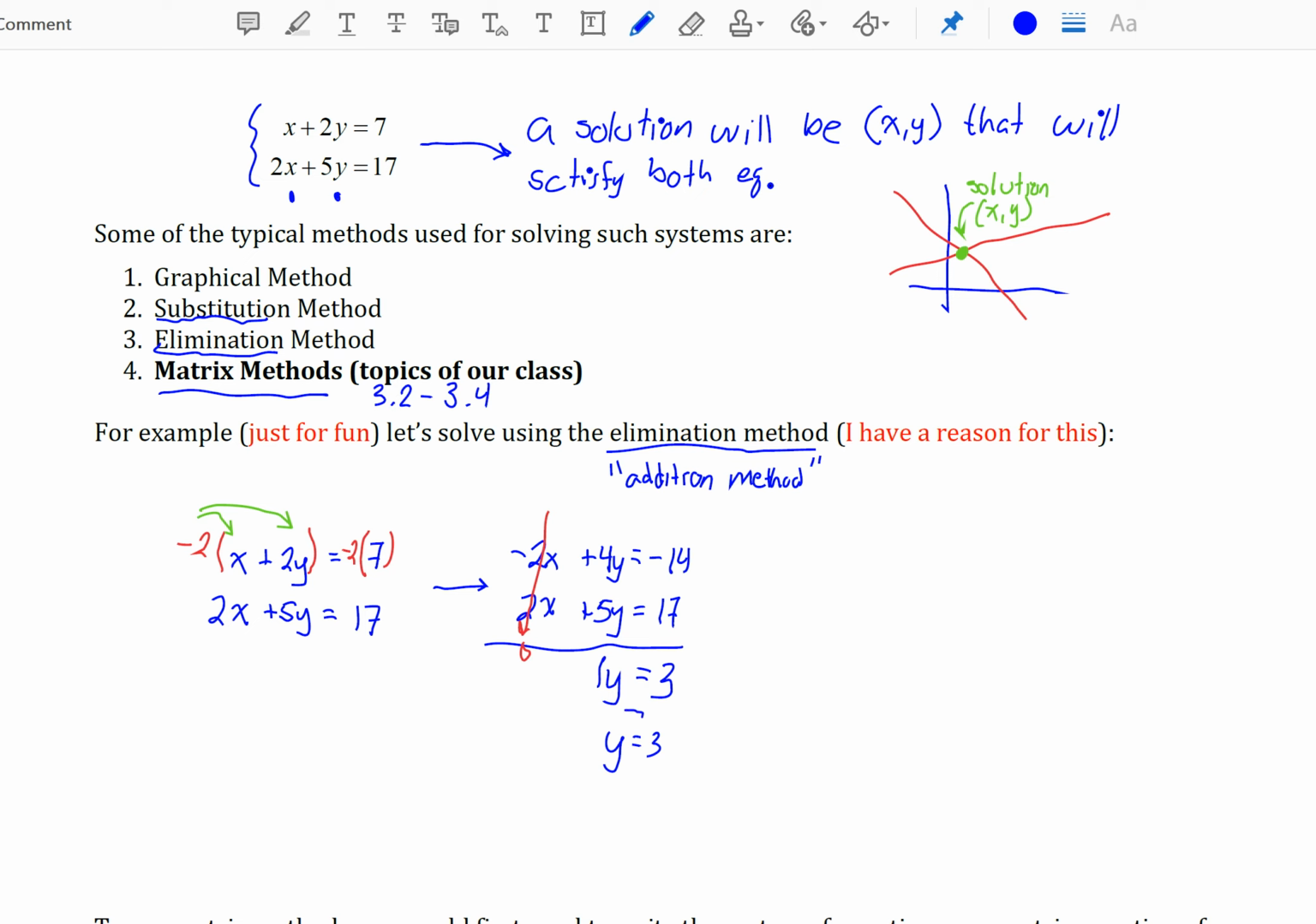This is half of our solution. We still have to find x. Now, it doesn't matter which of these two equations you use to find x. Remember, both equations will cross at the same point. So it doesn't matter. They both have the same x value when y is 3. But I'm going to choose the easier of the two equations, the one that had the x plus 2y equals 7. And here we know y is 3. I believe this tells us x is going to equal 1.